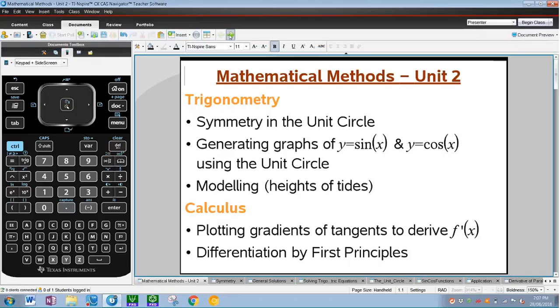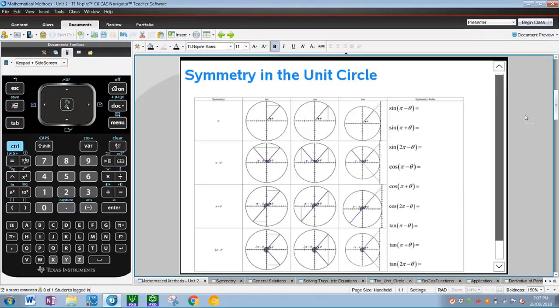So when we do symmetry in the unit circle, we might have a look at a diagram such as this, or at least draw something similar on the board. Now, while diagrams like this are quite helpful, I think as a student, it would make more sense to have a dynamic representation of these concepts, and I'll show you a few files which go through something similar to this.